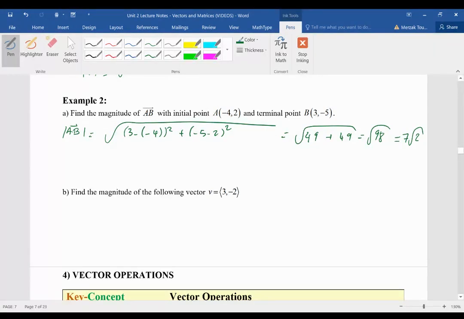Find the magnitude of the following vector. So now the vector is given in its component form. So we just go ahead and use the formula, or Pythagorean theorem. The magnitude of v is 3 squared plus negative 2 squared, 9 plus 4, 13. We'll leave it like that, root 13.